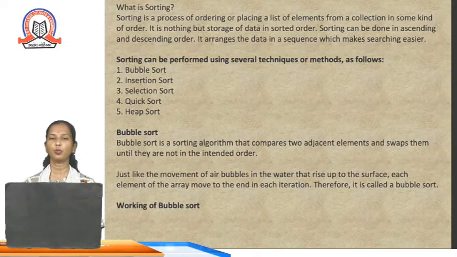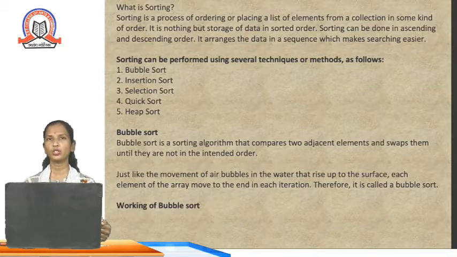Sorting can be performed using several techniques as mentioned below, that is bubble sort, insertion sort, selection sort, quick sort, merge sort, and many more to go. So let us look at the first sorting technique, that is bubble sort. Bubble sort is a sorting technique that compares two adjacent elements and swaps them until they are in the intended order. Here intended order means either ascending or descending.